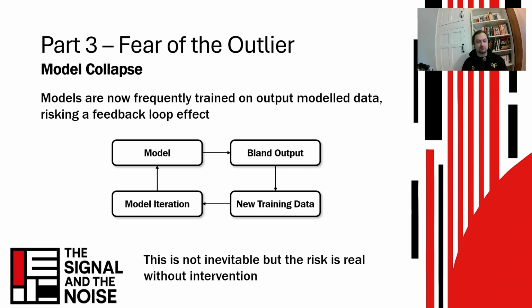And there is a real world problem associated with this, and that's model collapse. Models are often trained on model output data, risking a feedback loop. The model creates a bland output, which is then accepted and used by the end user, which then becomes training data, which goes into the next model iteration, and then the cycle continues. More bland outputs, more bland training data, more bland model iterations. It's not inevitable, but the risk is real without intervention.